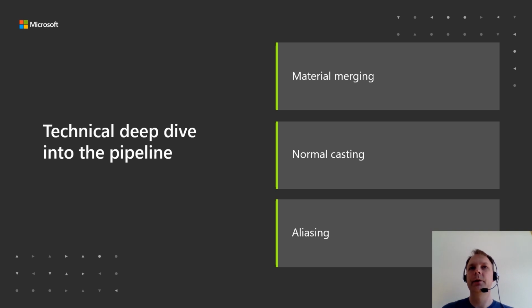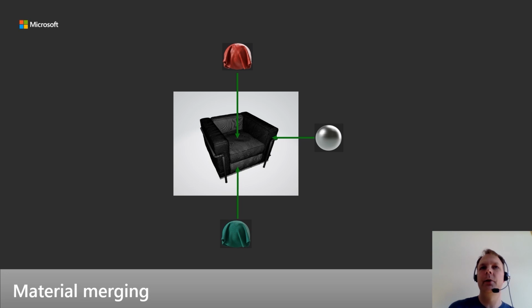So we're going to look at the material merging process, how we dealt with the normal maps, and finally how we dealt with some aliasing that was showing up, causing the textures not to look as good as they could. The material merging stage is where we take the high polygon model with a bunch of materials assigned and make them into an atlas. So this is what we start from. We have various materials assigned to various parts of this model.